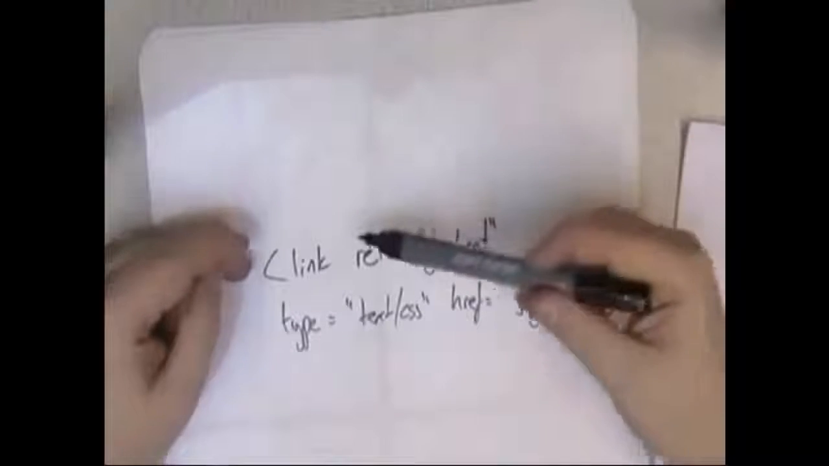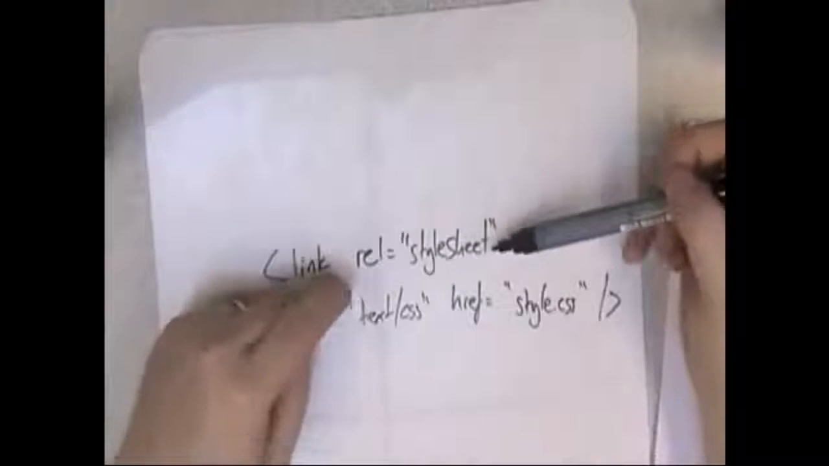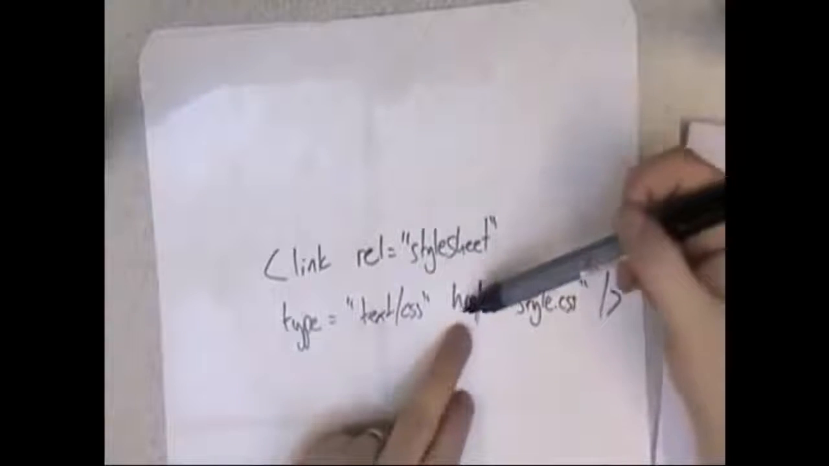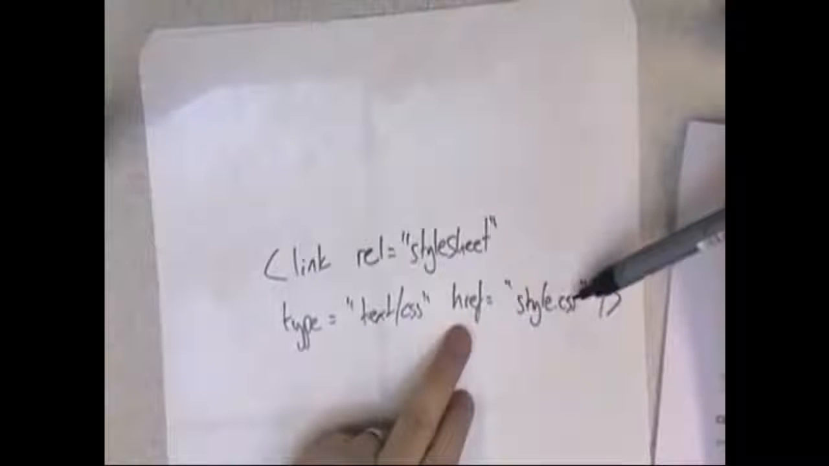Okay, so what that means is we're going to link to something. The thing we're going to link to is a style sheet. It's going to be of type text/css, and the reference to the file is style.css. So as long as that file is in the same folder, it will apply that CSS to the website. Okay, and again, the best way to do this is to practice.